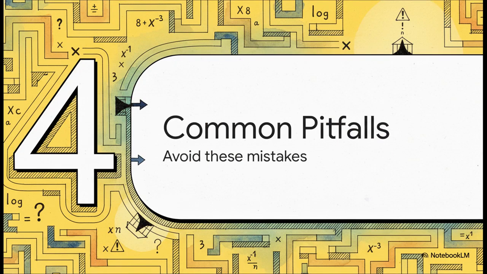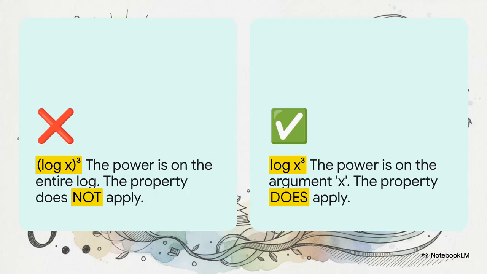So using this property is pretty straightforward. But there are a couple of really common traps that are super easy to fall into. Let's make sure we know how to spot them so we can sidestep them completely. Okay, this is the big one. The power property only works when the exponent is on the argument of the log. That's the x in this case. If the exponent is on the entire log expression, like log x cubed, the property does not apply. That's a totally different thing. You have to look really closely to see where that exponent is sitting.